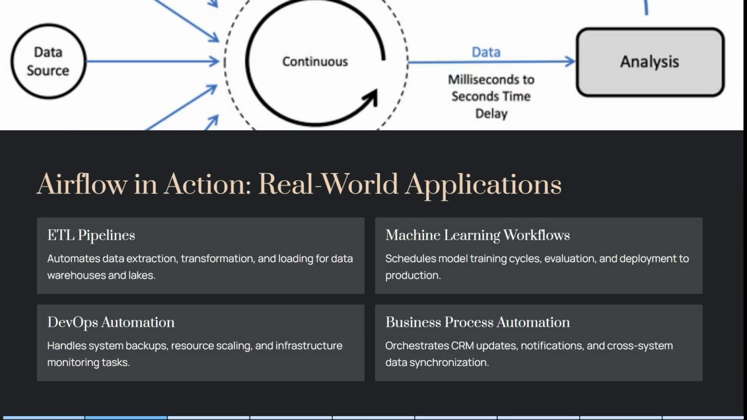It has ETL pipelines. It automates data extraction, transformation, and loading for data warehouses and lakes. It offers machine learning workflows. You can schedule model training cycles, evaluations, and even deployments to production. It handles system backups, resource scaling, and even infrastructure monitoring tasks. It orchestrates CRM updates, notifications, and even cross-system data synchronization.